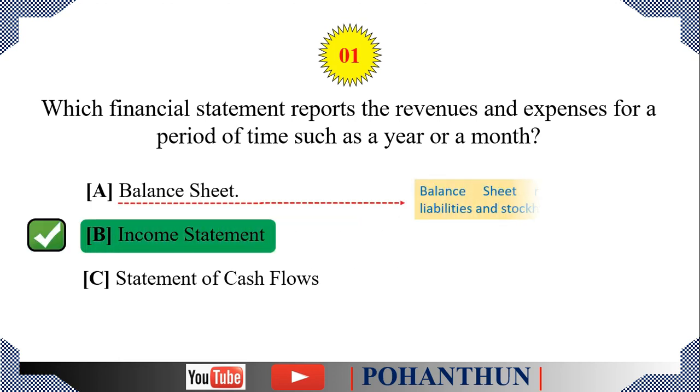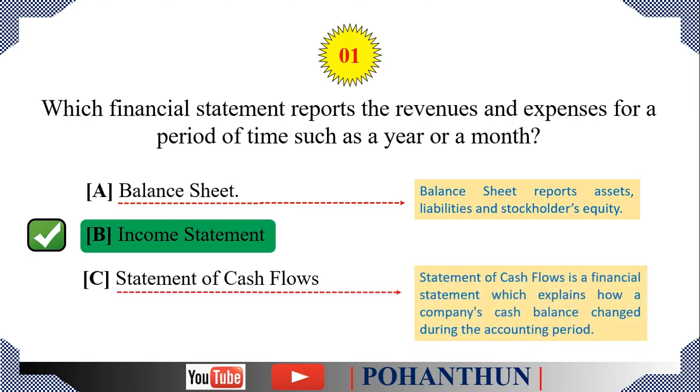Balance sheet reports assets, liabilities, and stockholders' equity, whereas statement of cash flows is a financial statement which explains how a company's cash balance changed during the accounting period.